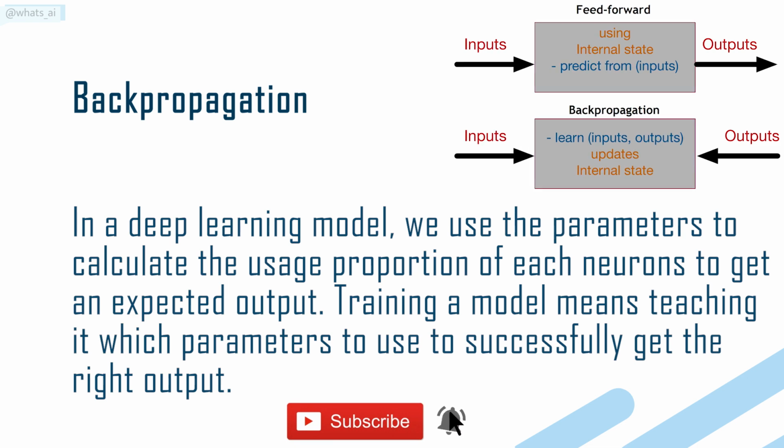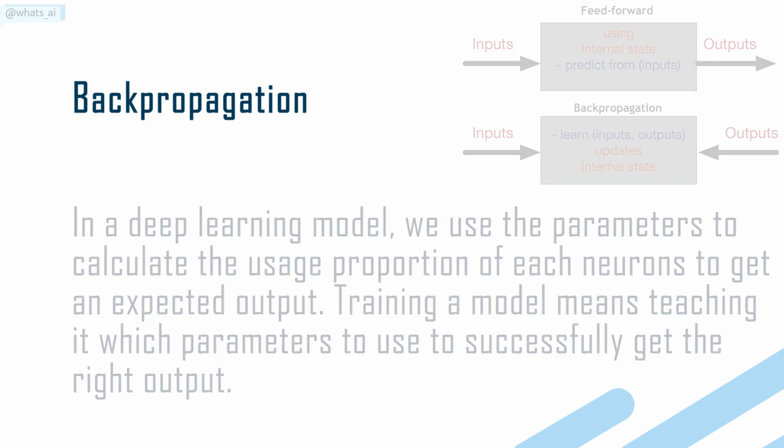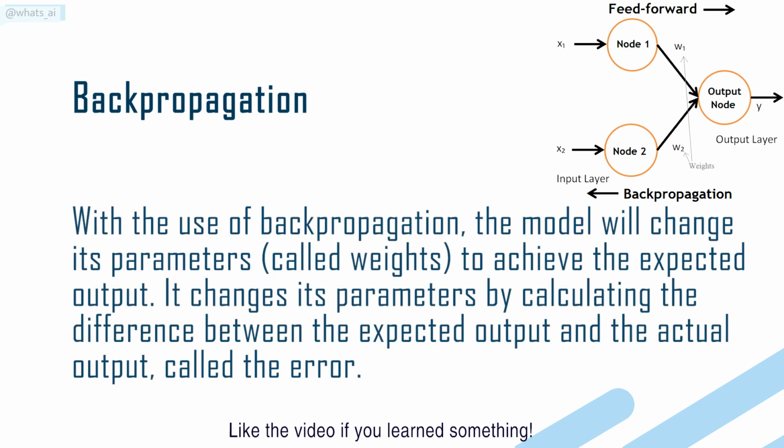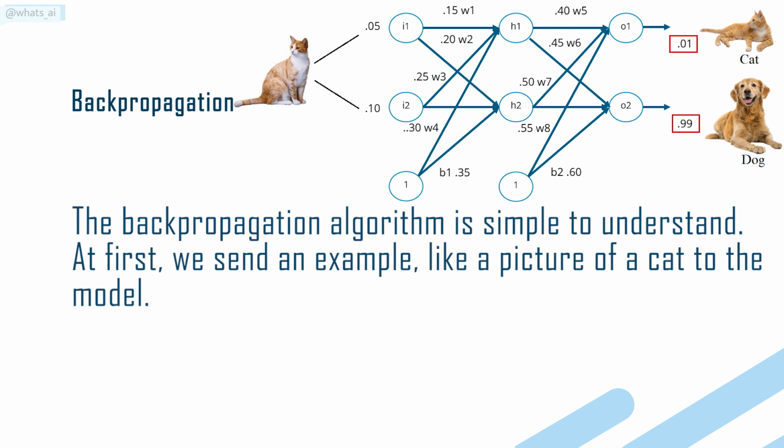Training a model means teaching it which parameters to use to successfully get the right output. With the use of backpropagation, the model will change its parameters, called weights, to achieve the expected output. It changes its parameters by calculating the difference between the expected output and the actual output, called the error. The backpropagation algorithm is simple to understand.